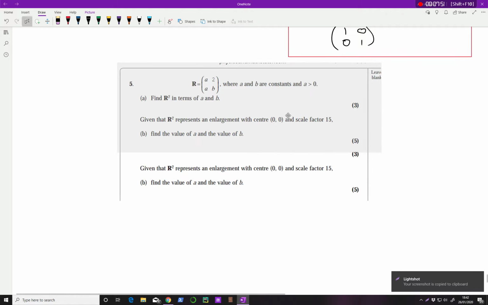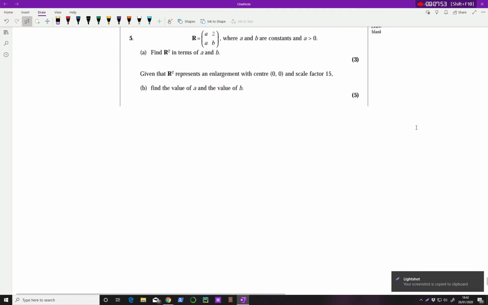And the question is right here. So part A, we're given a matrix R, where A and B are constants, and A is not more than 2. Now, I can already see that the reason why A is not more than 2 is because if A was 0, then we would have a singular matrix. And I believe singular matrices don't have a determinant, so therefore they don't have a scale factor.